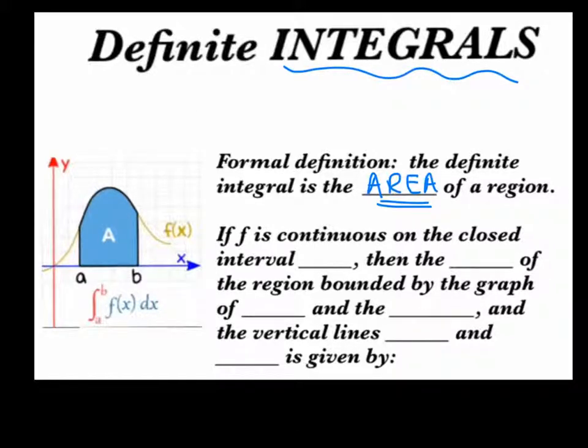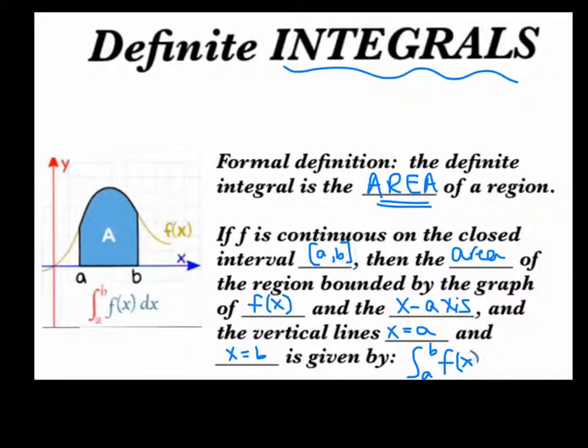Okay, so if f is continuous on the closed interval a to b, then the area of the region bounded by the graph of f of x and the x-axis and the vertical lines x equals a and x equals b is given by the integral from a to b of f of x dx.